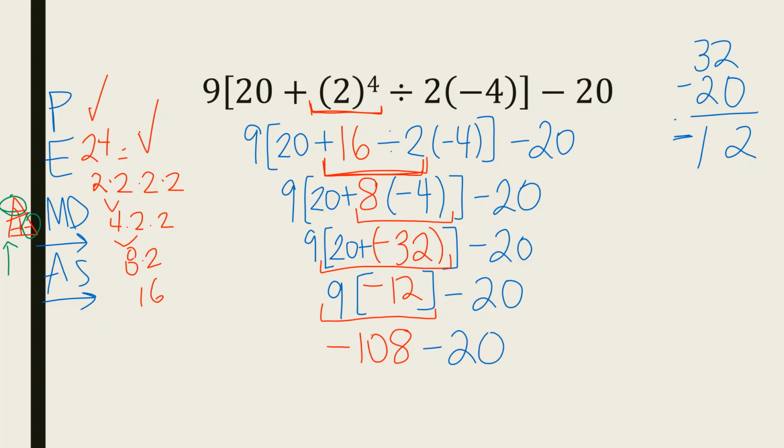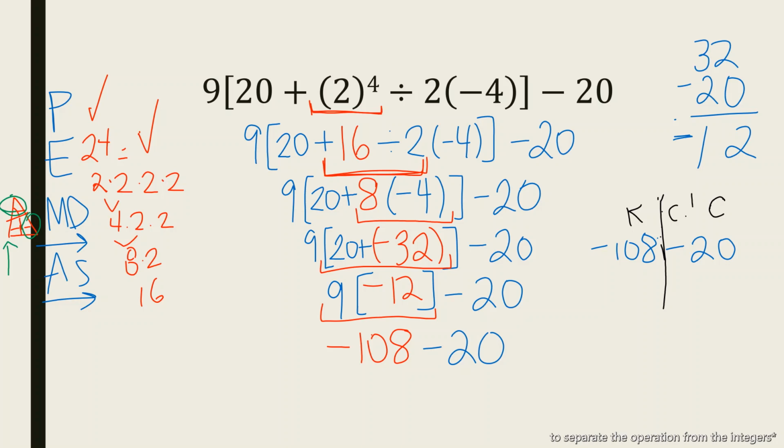Now let's write that off to the side. Negative 108 minus subtracting 20. Now when we're subtracting, make sure you do KCC, keep, change, change. Keep, change, change. And you can draw your line to separate the operation and the integers. So let's keep our negative 108, so bring it down. We're changing our subtraction sign to an addition sign, and we're changing our positive 20 to a negative 20.